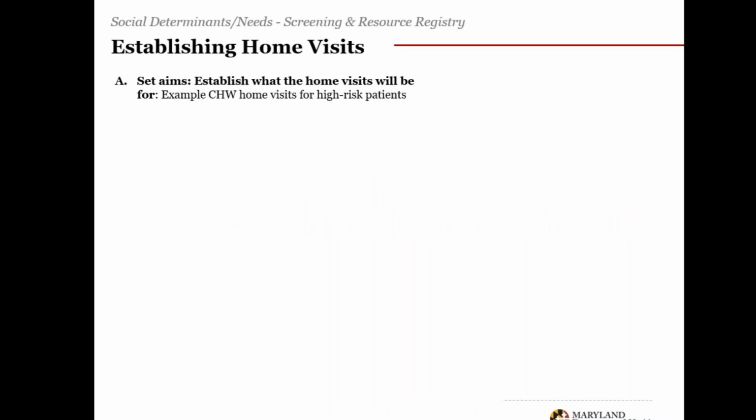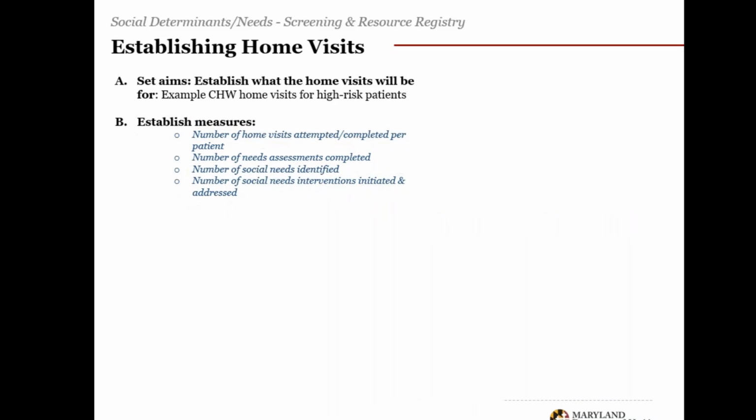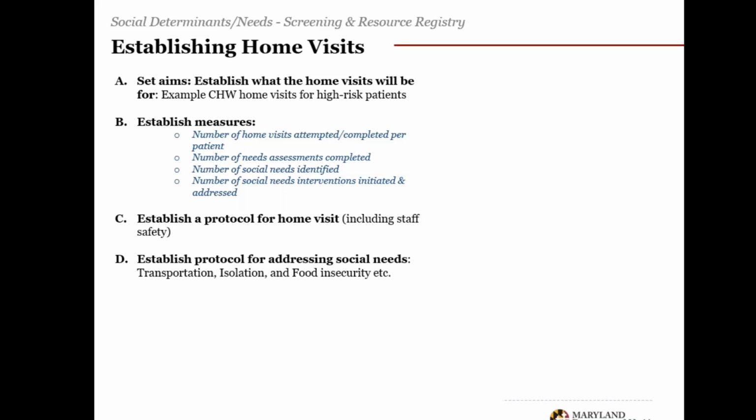All right, so establishing home visits. I'm not going to go too deep into this, but basically this is part of the PDSA. Set your aims, establish the purpose of the home visit, and determine what the measures are: the number of home visits, the number of needs assessments completed, social needs identified, and the social interventions and how that looks. This is really important: establishing a protocol for home visits, including staff safety and how it communicates. Communication is important, especially when doing home visits. Establish a protocol for addressing social needs.